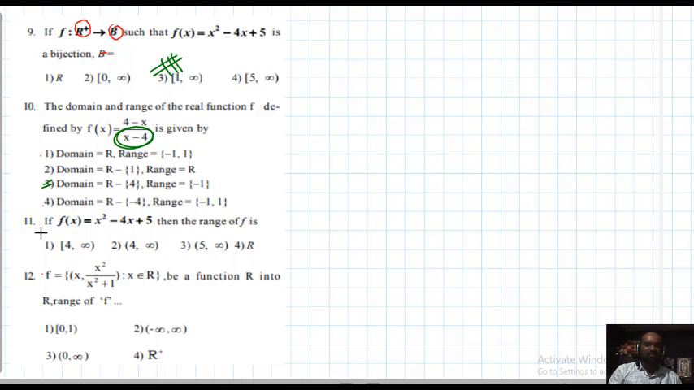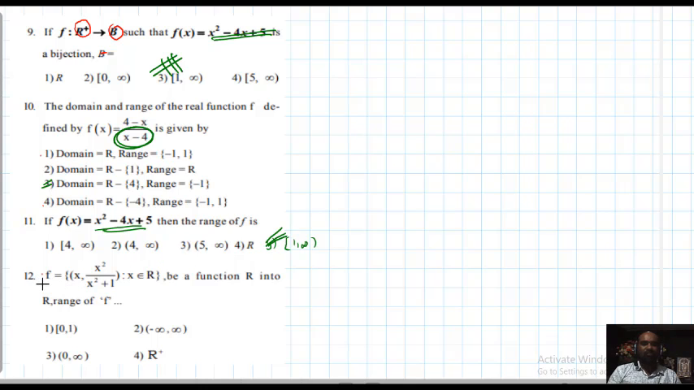Okay, so the 11th problem: f of x equals x square minus 4x plus 5, then the range of f. So the 9th and 11th are the same. Okay, x square minus 4x plus 5. See, same, but the answers are not the same. The range of f is 1 to infinity only. So I can say that my answer is 1 to infinity. I can take the 5th option, that is closed 1 to infinity. The range should be 1 to infinity.